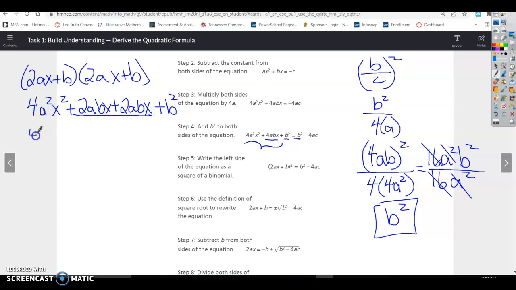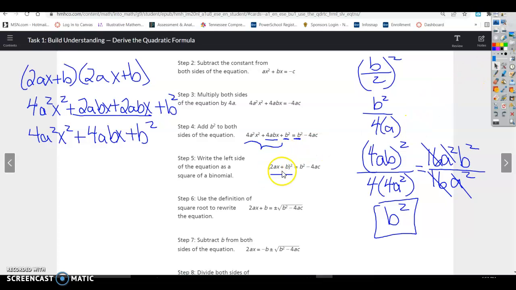These are like terms, so we've got 4a squared x squared, and then 2 plus 2 is 4abx, plus b squared. So you can see that this right here is this squared, which means this times itself. When you multiply it out, it does equal this step right here. So again, we're just justifying what they're doing.